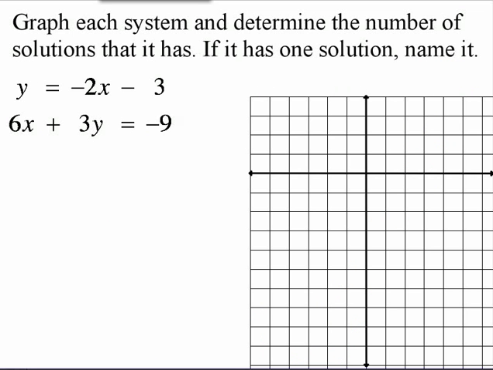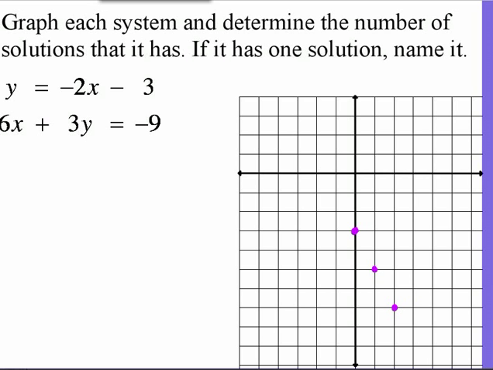All right, let's look at the next one. The next one's a little bit nice. The first one is in slope-intercept form, the next one isn't. What's the slope going to be? Negative 2. Okay, what's the y-intercept? Negative 3. So here I'm at -3. What do I do from -3? Down 2/1. Good. Okay, let's go ahead and draw that in.